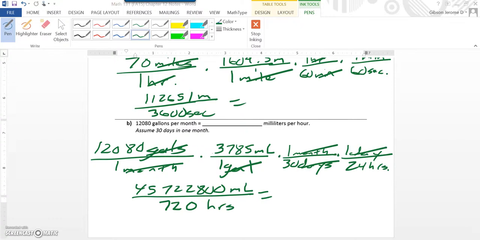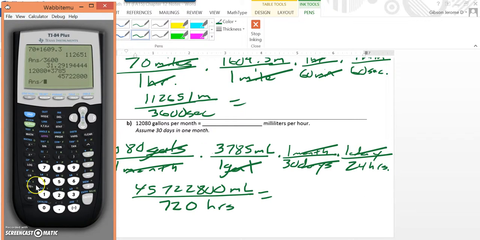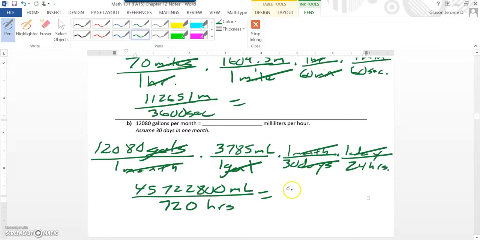So now we would divide this out. So we divide this by 720. This would give us 63,503.9, and this would be milliliters per hour. So we can write up here 63,503.9 milliliters per hour.